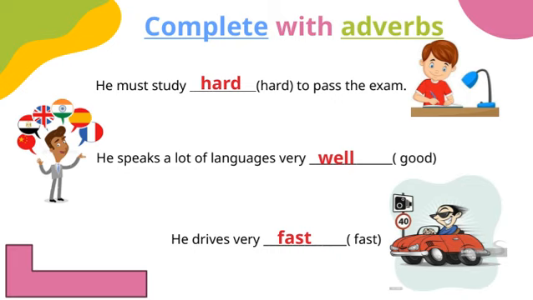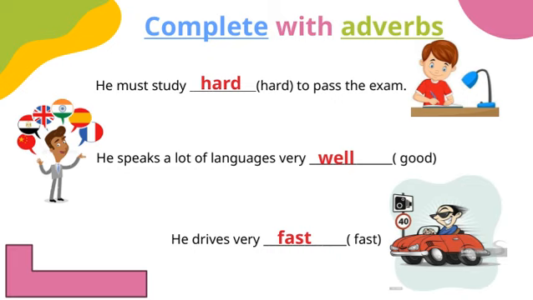Next, he speaks a lot of languages very blank. The word that fits best is well. So, he speaks a lot of languages very well. This means he is skilled in speaking those languages, and well is the adverb that describes how effectively he speaks.